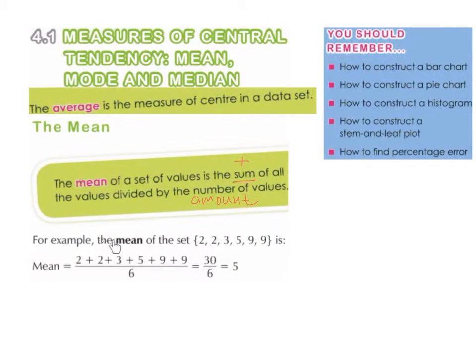For example, if you want to get the mean of the set 2, 2, 3, 5, 9, 9, what we do is we add them all together: 2 plus 2 plus 3 plus 5 plus 9 plus 9. And then we divide by 6 because there are 6 values. Adding them all up we get 30, and 30 divided by 6 is 5. So the mean of this set of values is 5. To get the mean, we add up all the values and divide by the amount or number of values.